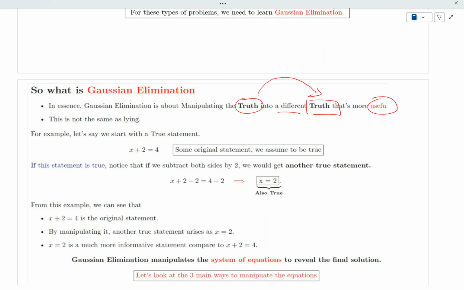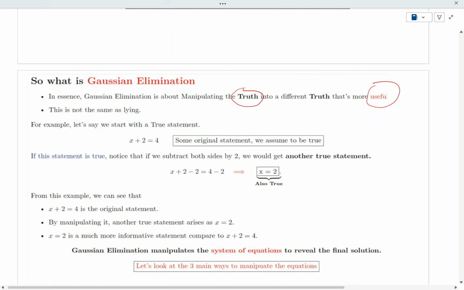I mean, this is not the same as lying. Manipulating the truth into another truth, you're still stating truth. You're not making things up randomly. So basically, if I tell you something, you can come up with definite conclusions, and those conclusions could be quite useful. Let's just look at an example.